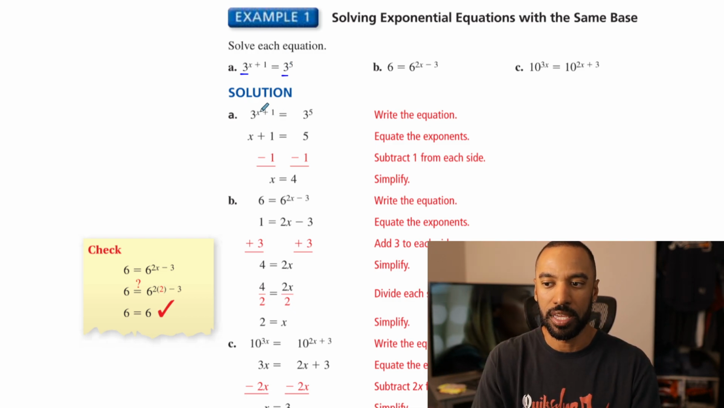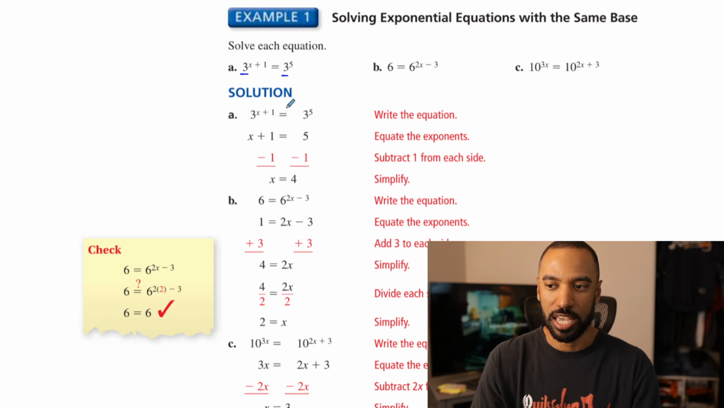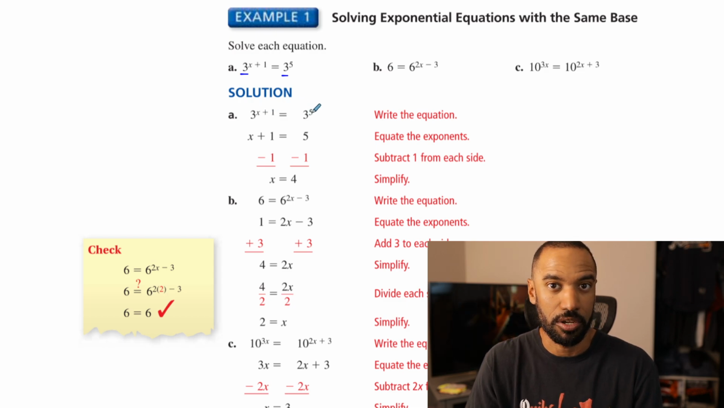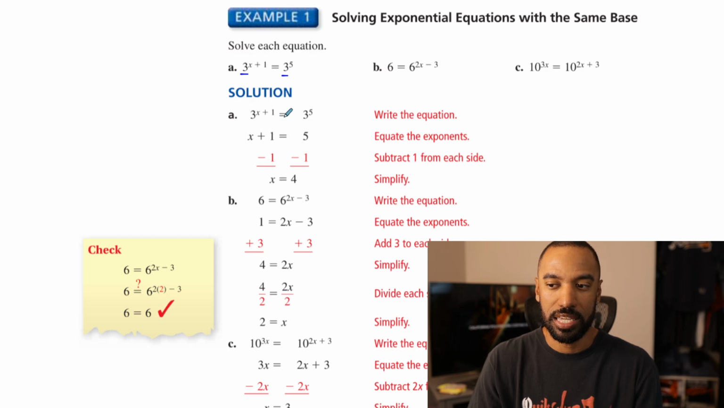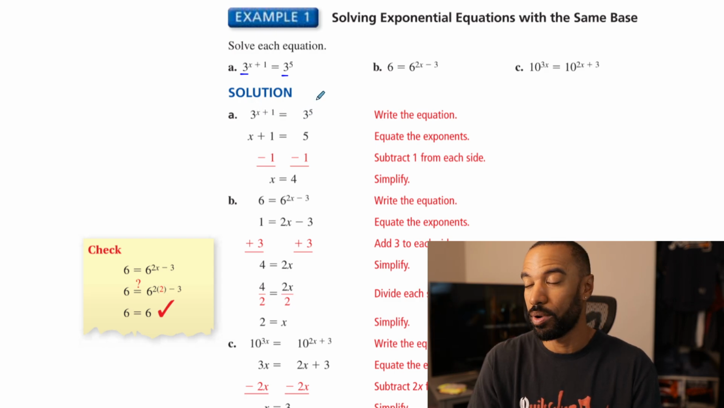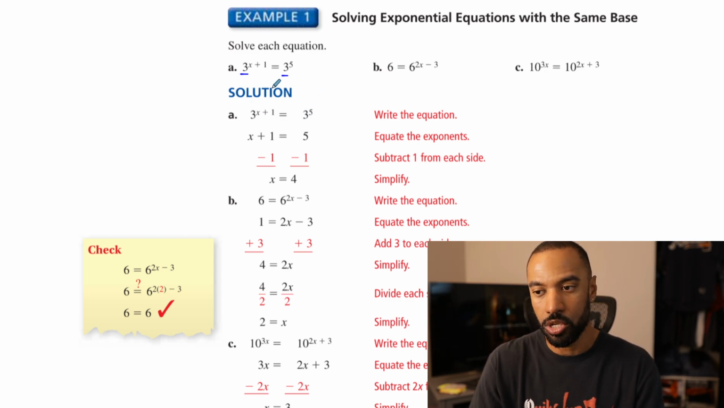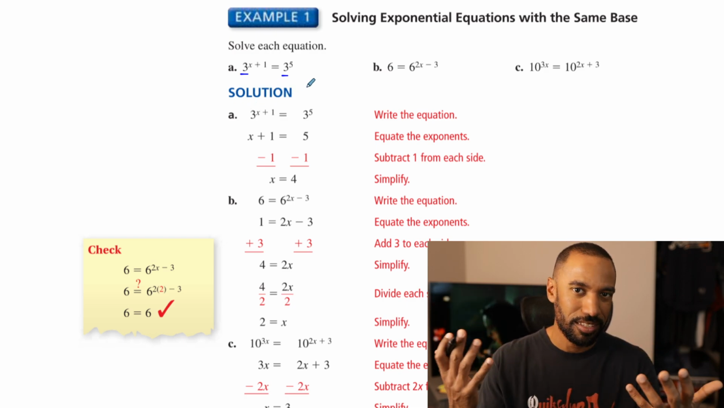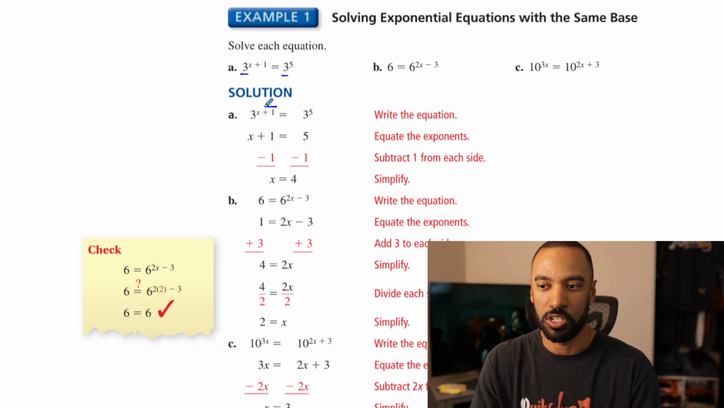You look introspectively at the exponents: this exponent has to equal this exponent for the left side to equal the right side. You might say, where did the 3s go? Did we divide by 3? No, you didn't divide by 3. You would have used logarithms to get rid of them, which you're not doing. Basically, guys, just look at the exponents.